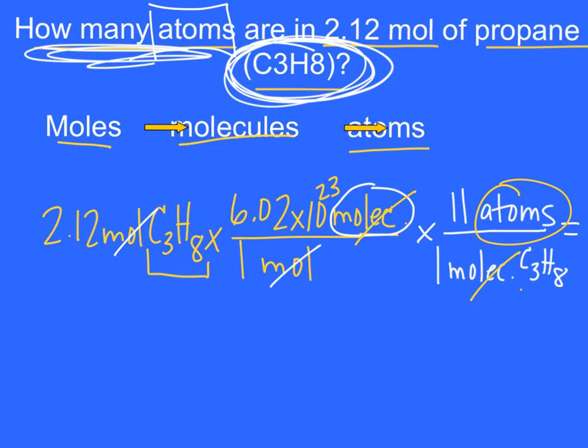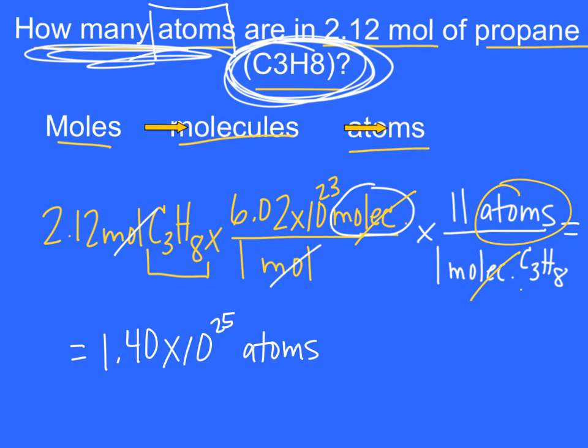All right, so if the number's on top, that means to multiply. If the number's on the bottom, that means to divide in your calculator. All right, so if you did this correctly, using your exponent key and everything correctly, you should get 1.40 times 10 to the 25th atoms.